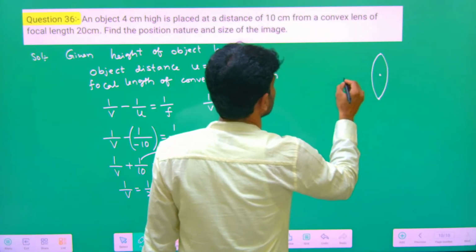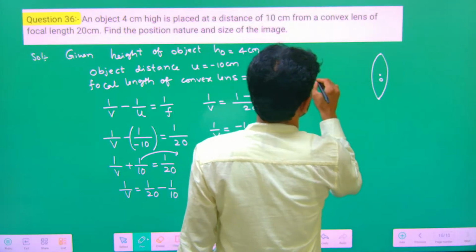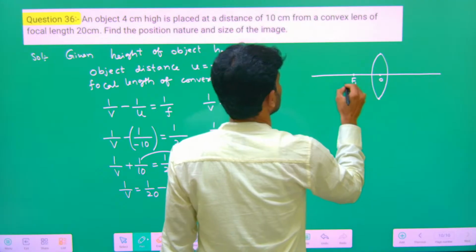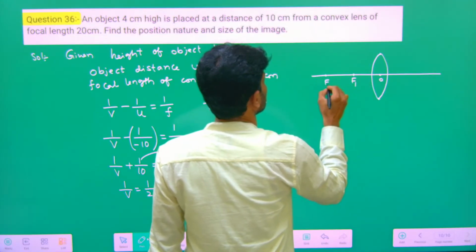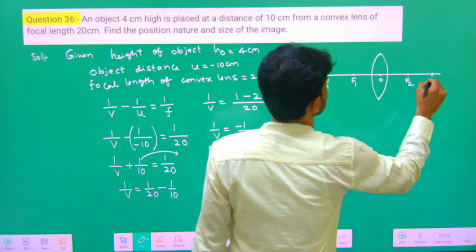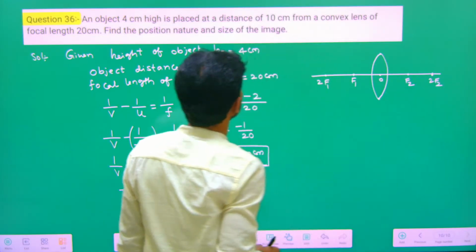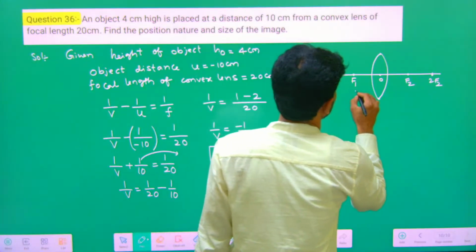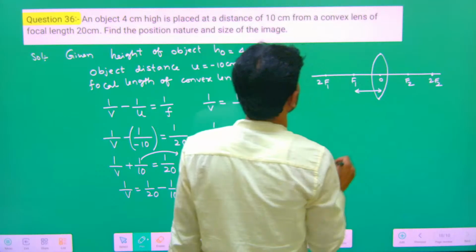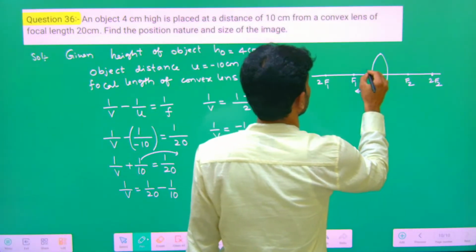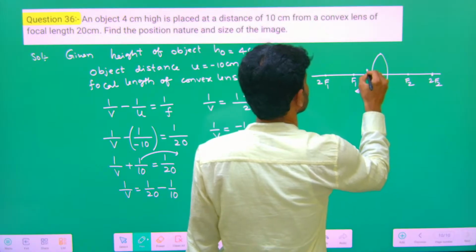This is optical center O, principal axis. This is F1. This is 2F1. This is F2. This is 2F2. Now, if you observe, focal length is 20 centimeters, so from here to here is 20 centimeters. But object distance is 10 centimeters only. So the object is kept between F1 and optical center.